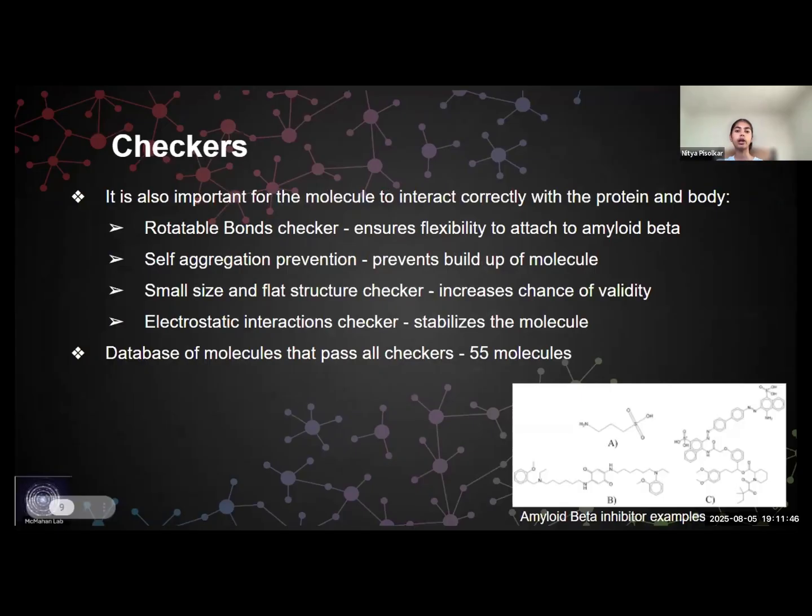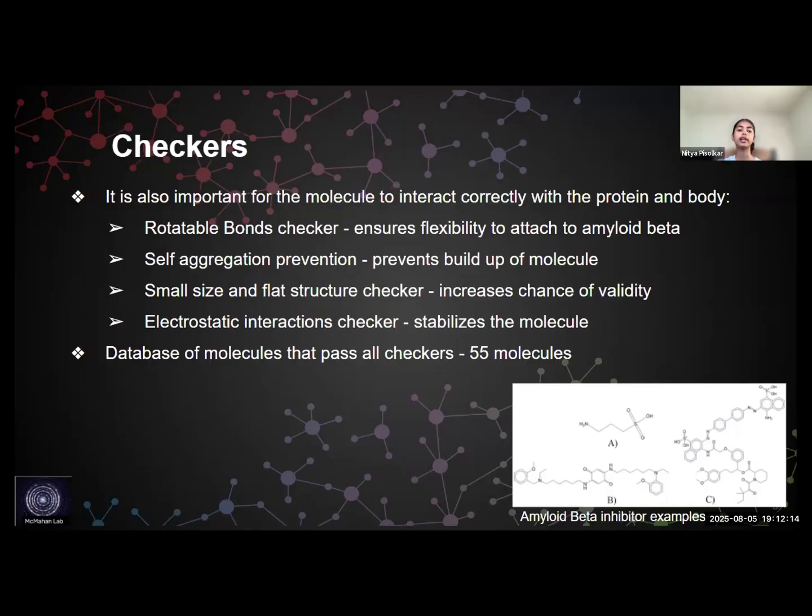But beyond functional groups, we also design checkers for molecular behavior and structure, which are key factors that are effective in the real world and in the brain. One of these checkers is for rotatable bonds, which ensures that the molecule has the flexibility to interact with and attach correctly to amyloid beta. And we also have our self-aggregation prevention checker to help filter out molecules that might clump together and build up, and that would then reduce efficacy.